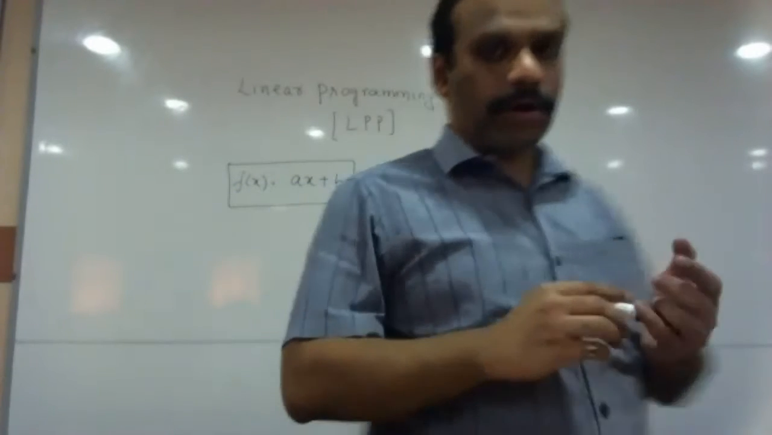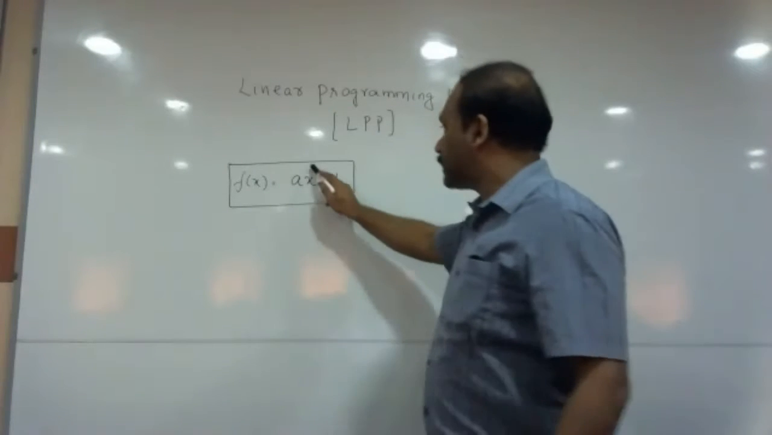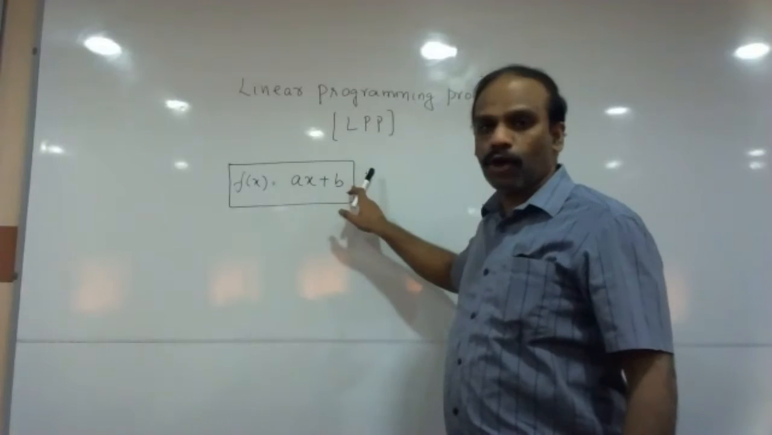If you look at this particular equation clearly, you can see that x is a variable and a and b are constants.